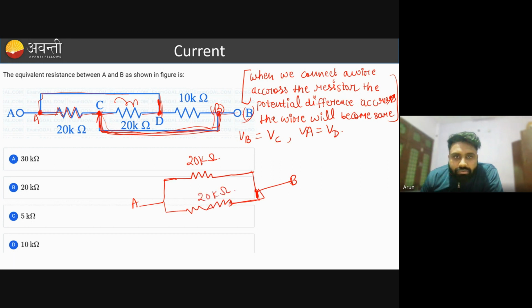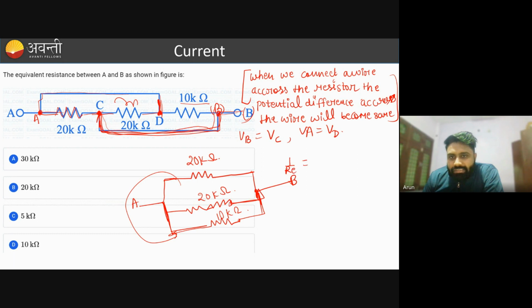Now this 10 kilo ohm resistor, one end is connected to D, and D is nothing but A, because the potential at D is the same as the potential at A. So one end of this 10 kilo ohm is connected to A itself, and the other end is directly connected to B. So no worry about that. Now this circuit will reduce to a simpler circuit. These three resistances are in parallel combination. Now you can easily find the equivalent resistance.